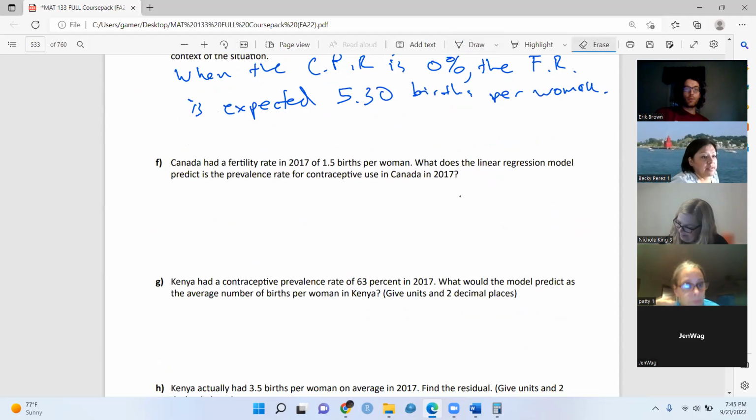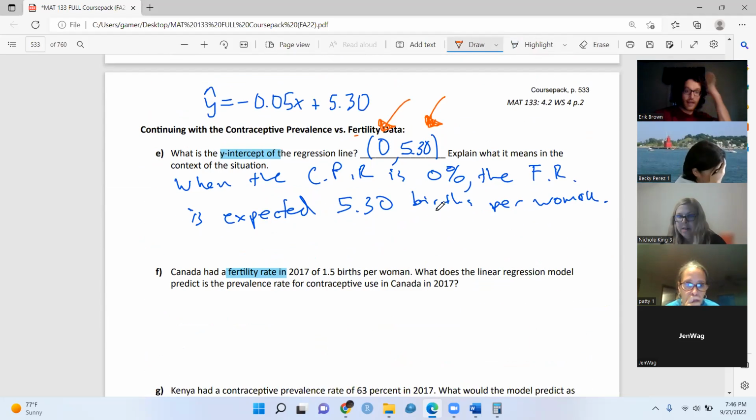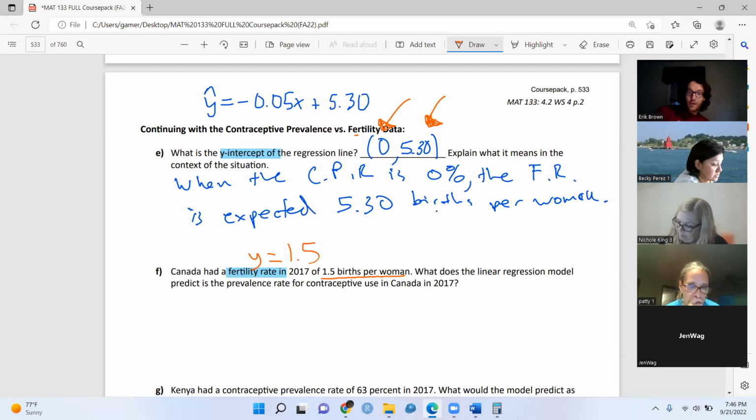Canada had a fertility rate. Pause. What is fertility rate as our variable? Y. Okay, good. Let's label that in our minds as the Y variable. In 2017, it says of 1.5 births per woman. So we're just being told that the data value for Canada is 1.5 for their birth rate. Then we get the question, what does the linear regression model predict?